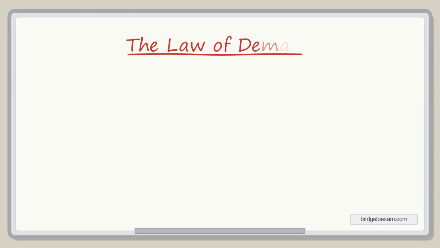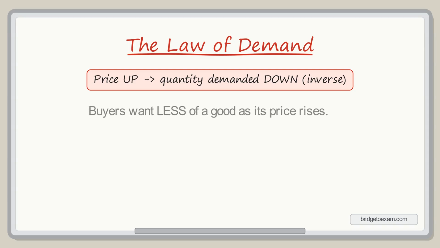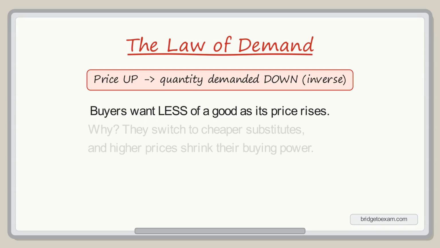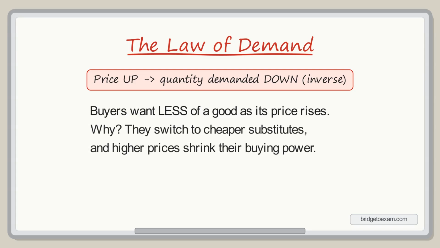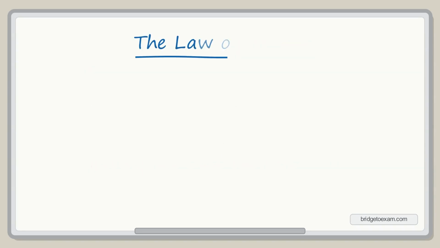Start with demand. How much buyers are willing to purchase? The law of demand says that as the price of a good rises, the quantity people want falls. It's an inverse relationship. Why? Two reasons. When a good gets expensive, people switch to cheaper substitutes. If beef jumps in price, they buy chicken. And higher prices shrink their purchasing power, so they simply buy less. Because of this, the demand curve always slopes downward. Higher prices, lower quantity.